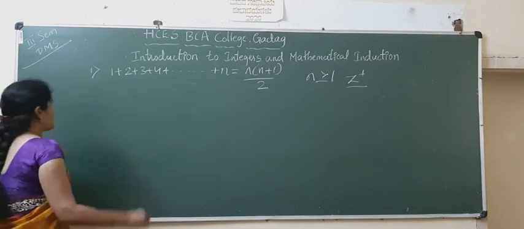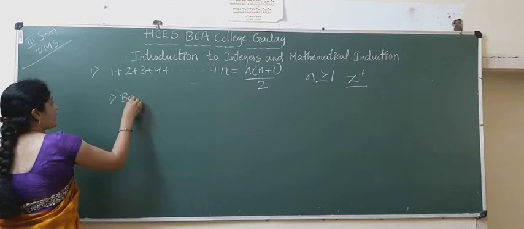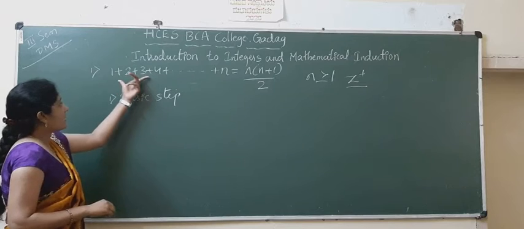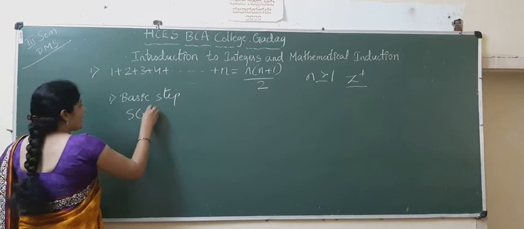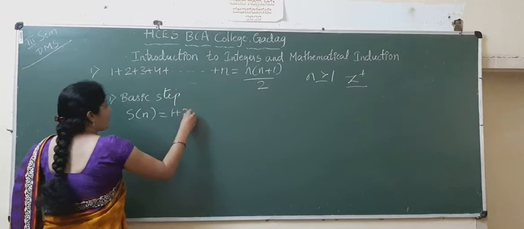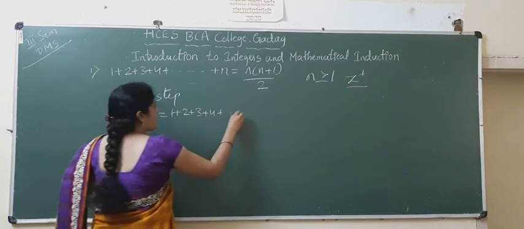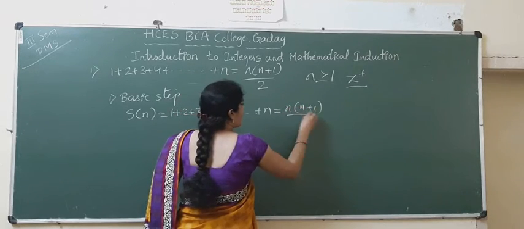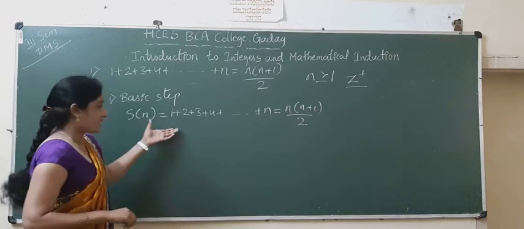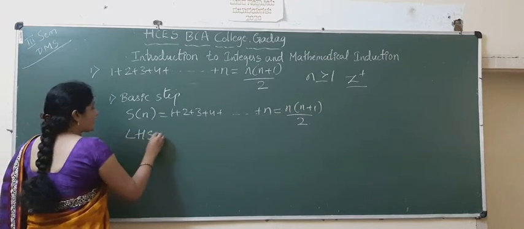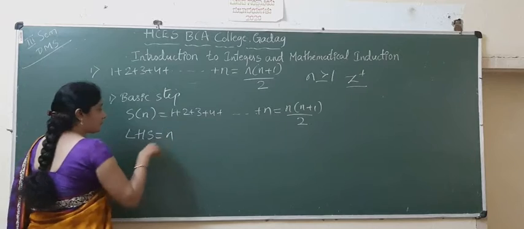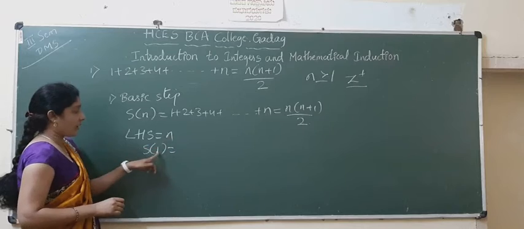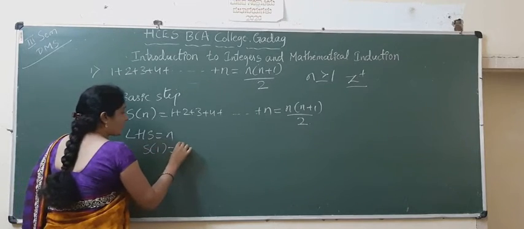So now, how to solve this? First step, that is basic step. In the basic step, let us consider the open statement, that is S of n equal to 1 plus 2 plus 3 plus 4 plus and so on plus n is equal to n into n plus 1 divided by 2. Now in this, let us take LHS. LHS is n. Now, S of 1 equal to what? Wherever there is n, we have to put 1. So, S of 1 is equal to 1.